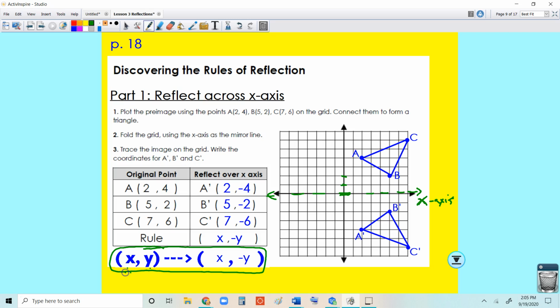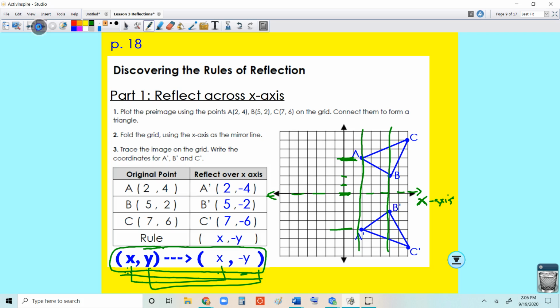The x value stayed the same. Nothing changed with the x value. The x value here is 2. The x value here is 5. Nothing changed with the x value. But the y value started up high at +4 and switched to -4. So the y value became its opposite. So this rule says x stayed the same and y became its opposite.